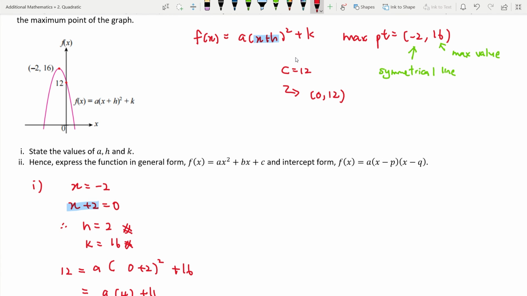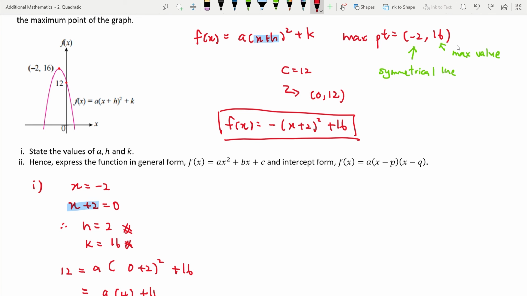Now we have obtained our full function f. f(x) = -(x + 2)² + 16. And this function is written in vertex form.